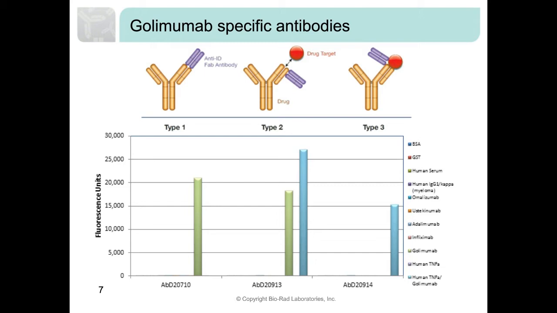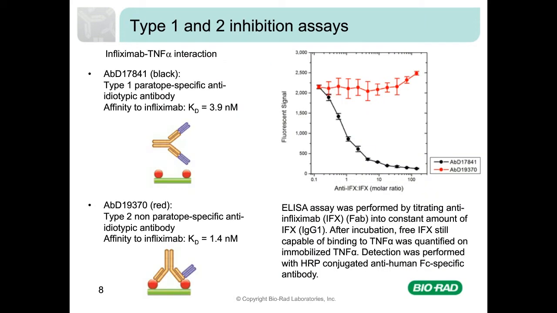Other assays were performed to further analyze the anti-idiotypic antibodies and to discriminate type 1 and type 2 antibodies. In this example, 2 anti-infliximab antibodies were tested in an inhibition ELISA. The anti-idiotypic antibodies in Fab format were titrated into a constant amount of infliximab. After incubation, free infliximab still capable of binding to TNF-alpha was quantified on immobilized TNF-alpha. Detection was performed with an HRP conjugated anti-human Fc specific antibody.